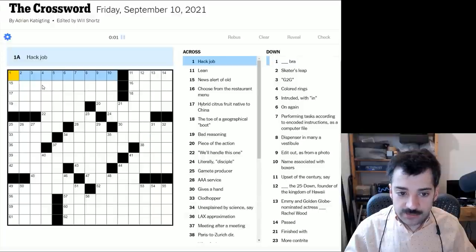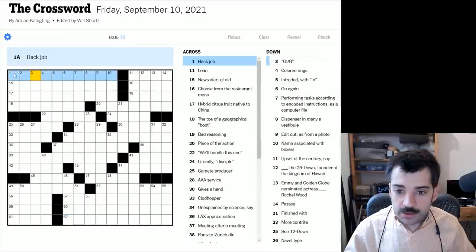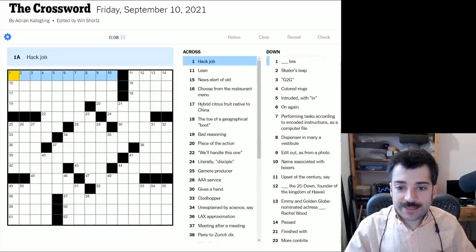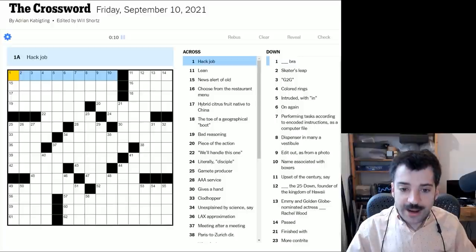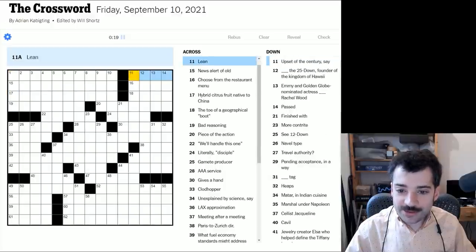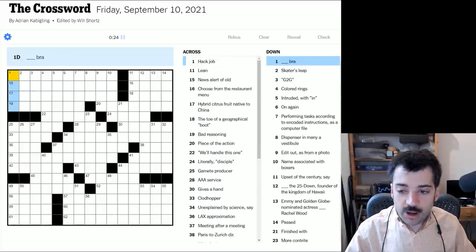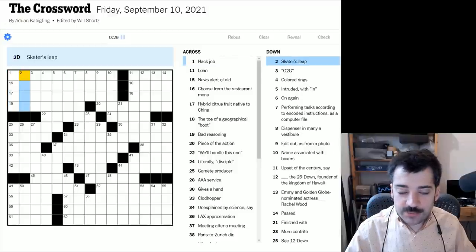Okay, we've got some long acrosses here, so could be some tricky things. Here we have a hack job. I always find, especially on a Friday, where it's a relatively straightforward puzzle but on the tricky side, it's often easier to start with the downs, because these long answers can just be really, really tricky. Anyway, so here we have blank bra, so kind of wire bra maybe. Not sure. Skater's leap. An axle, perhaps?